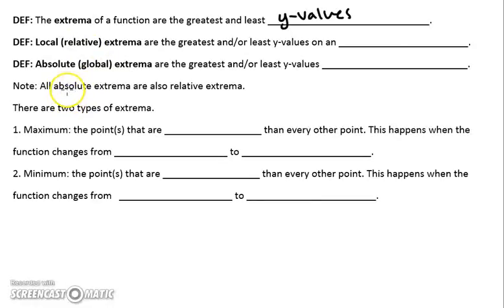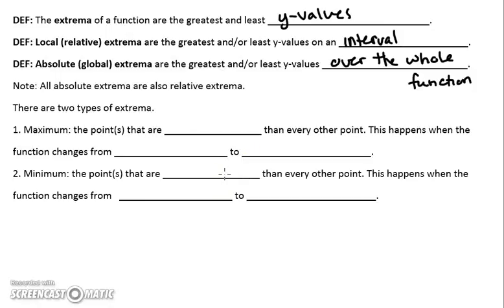So a local extrema is the greatest or least y value on an interval. And then global or absolute extrema are going to be overall, so we're going to say over the whole function. Note that all absolute extrema are also relative extrema.